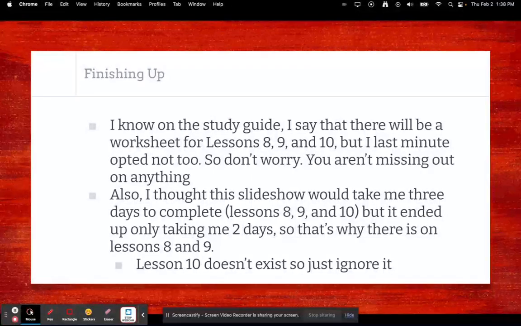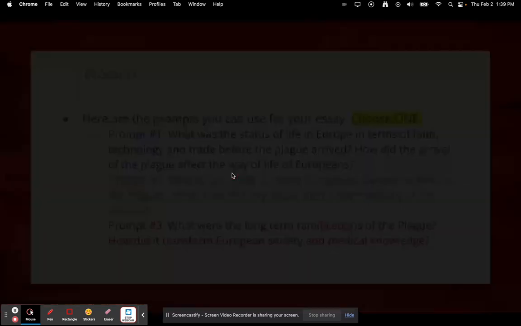So I know in the study guide I said that there was a worksheet for lessons 8, 9, and 10, but at the last minute I was like, nah. So don't worry, you're not missing out on anything. There are no worksheets. Also, I thought the slideshow would take me 3 days to do, but it only took me 2 days. So we're just going to do lessons 8 and 9 and just ignore 10. Just pretend like it never existed.